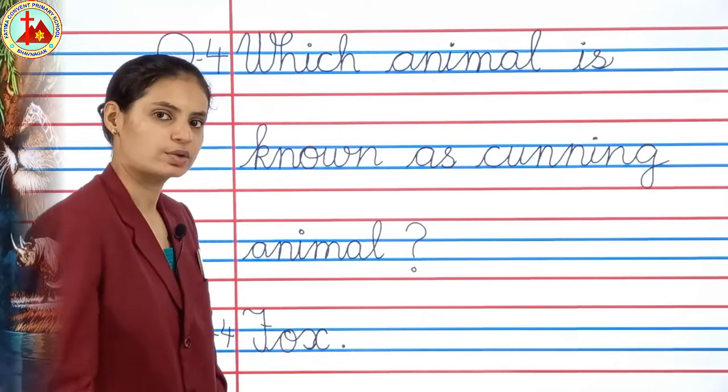F-O-X, fox. My dear children, today we finished lesson number 2, wild animals of science. In the homework, you have to do the activity which is given behind the lesson in science textbook, and you also have to write question answers in your science fair book, that is science 4-line book. You have to write by your own. Okay children, practice writing at home.